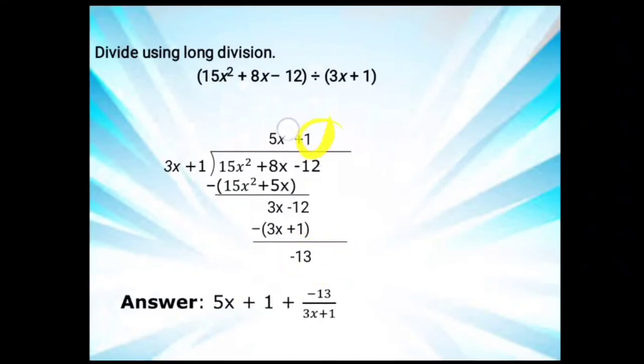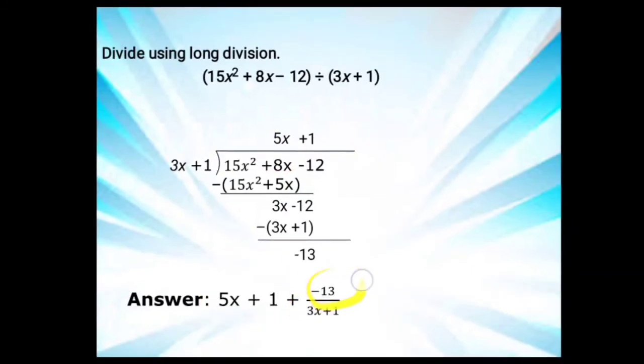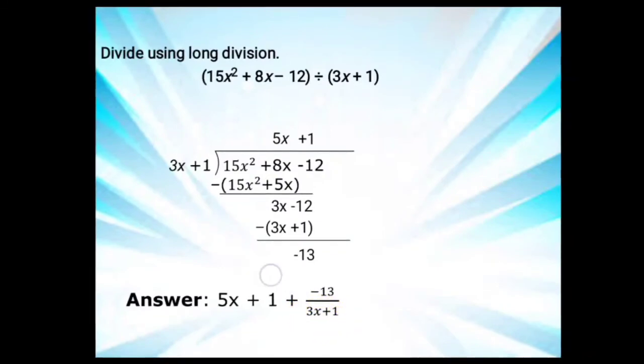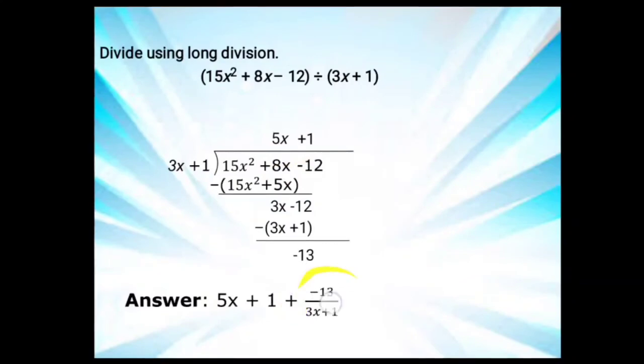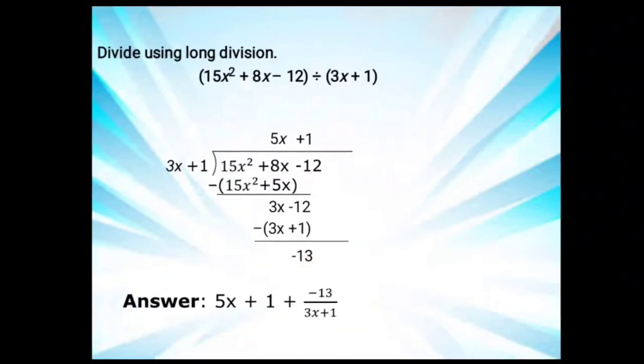Therefore, as you can see on our quotient, we have the constant, so we have to stop dividing. Our answer should be this one: 5x plus 1 plus the remainder divided by the divisor. Again, 5x plus 1 plus the remainder divided by the divisor. This is our answer for this example.